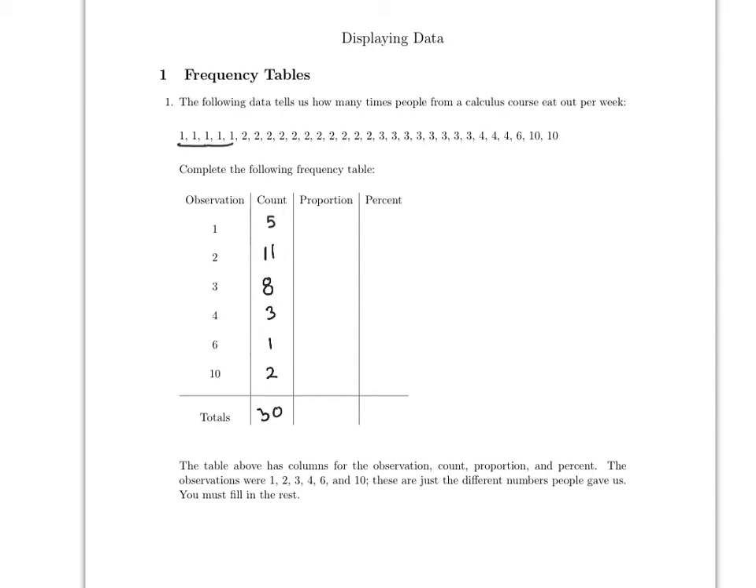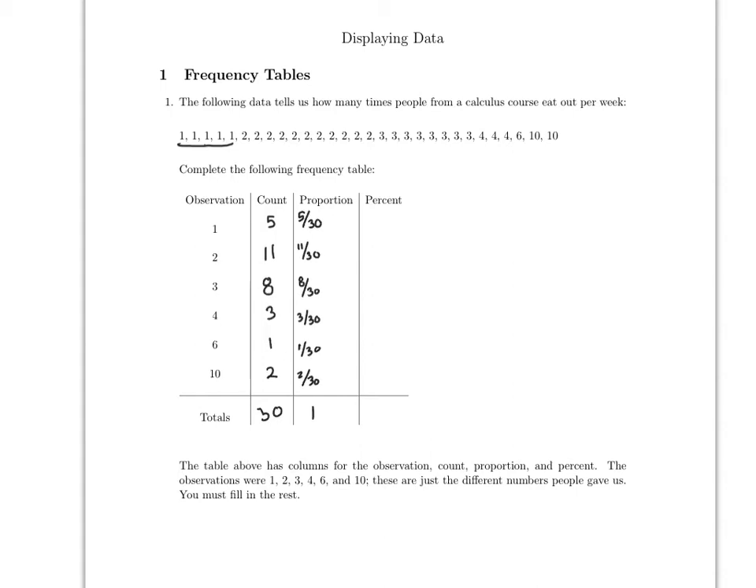To find the proportion, we just take the count and divide it by the total. So this is 5 out of 30 people told us that answer. Proportion for the next one would be 11 out of 30, 8 out of 30, 3 out of 30, 1 out of 30, and 2 out of 30. Now the key here is that the proportions should add up to 1. That is, if I take 5 over 30 plus 11 out of 30 plus 8 out of 30 and so forth, this should add up to 1.